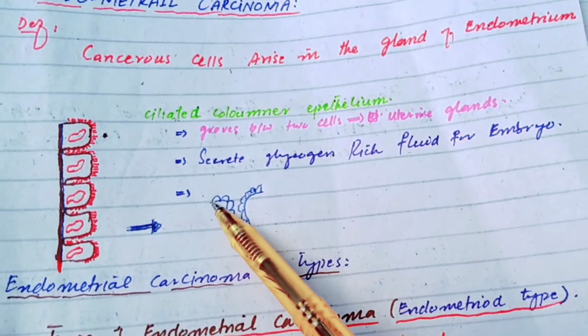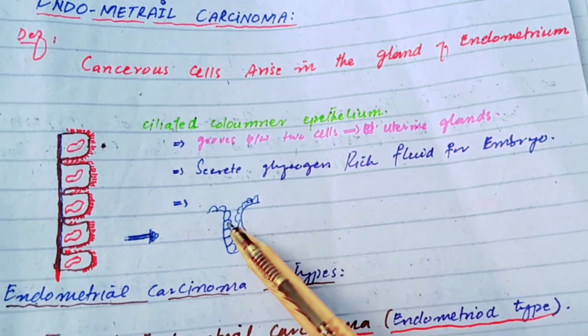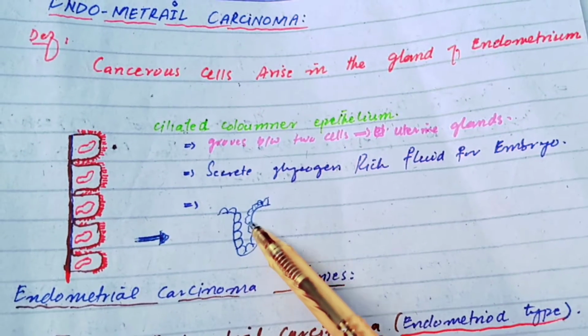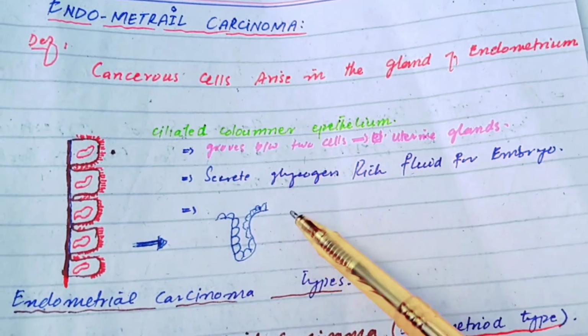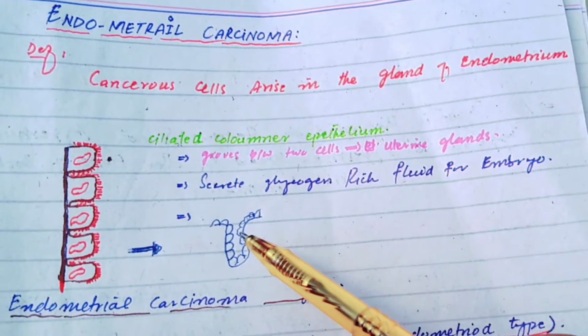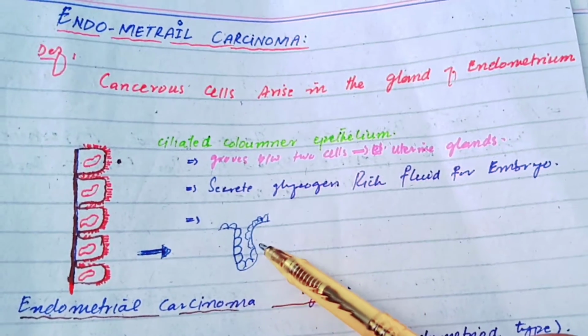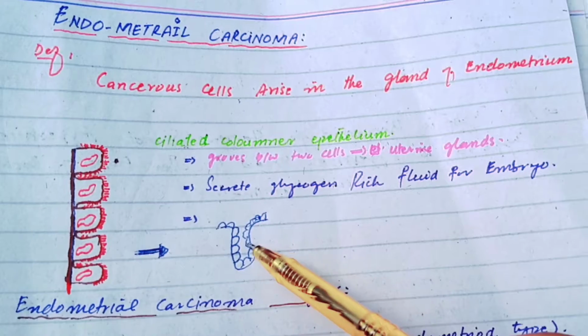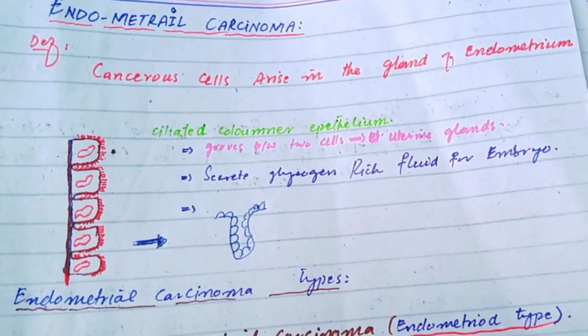And I have also drawn here a gland of the endometrium, which is lined by ciliated columnar epithelium, and these glands secrete the estrogen-rich fluid for the embryo. So when there is malignant proliferation in the glands of the endometrium, this is called endometrial carcinoma.